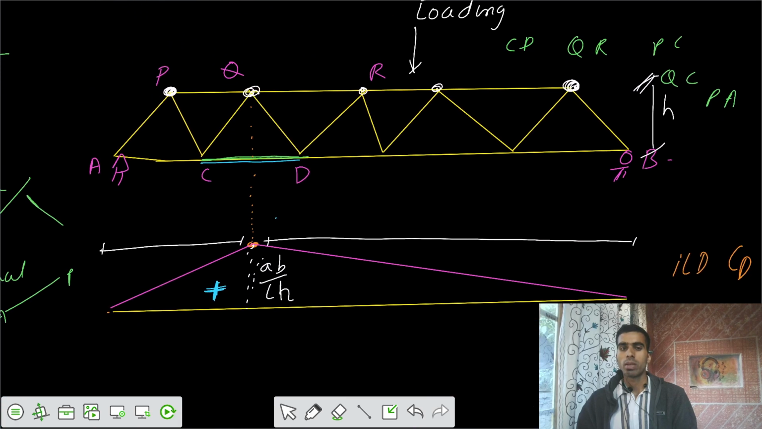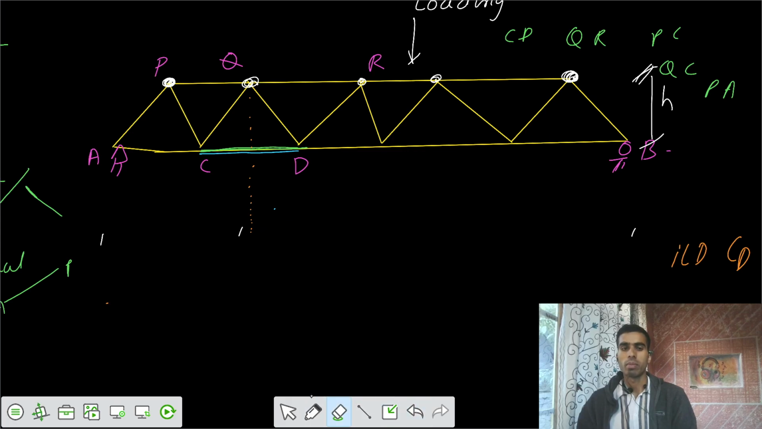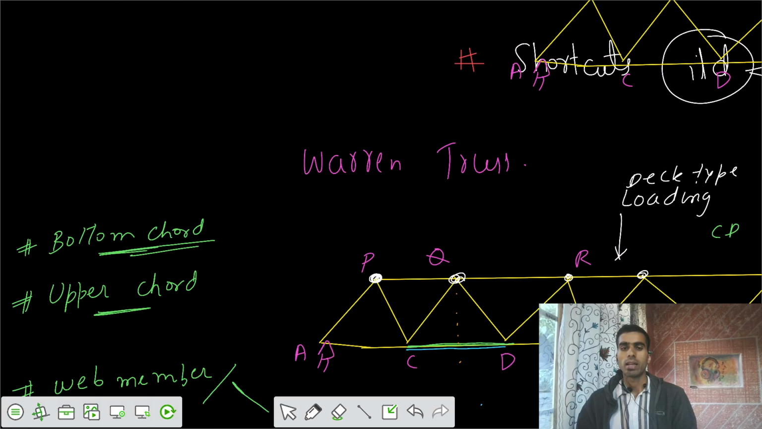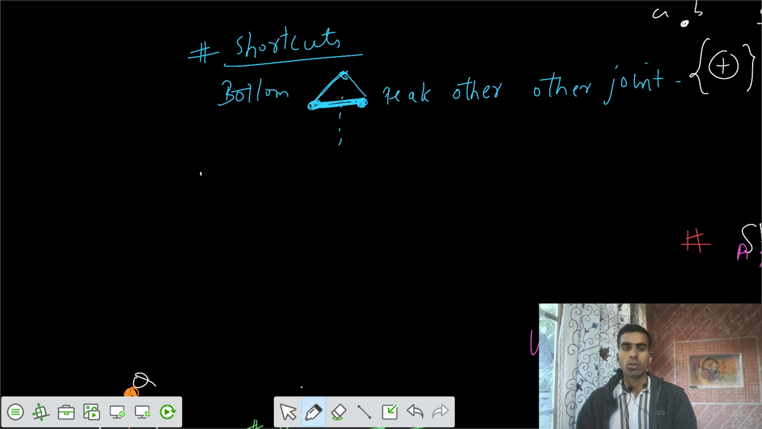QR is the top member. So if I draw the reference line for the ILD, QR is the top member, and for the top member you have to draw compressive. So for the top member you have to draw that compressive. So the Q member, let's write that. If you have an upper chord member, you have to write for the top or upper members.